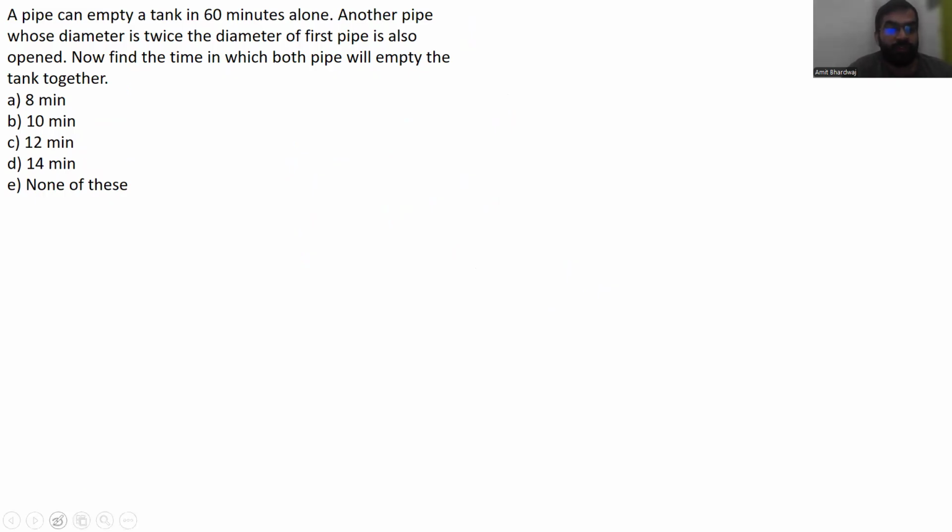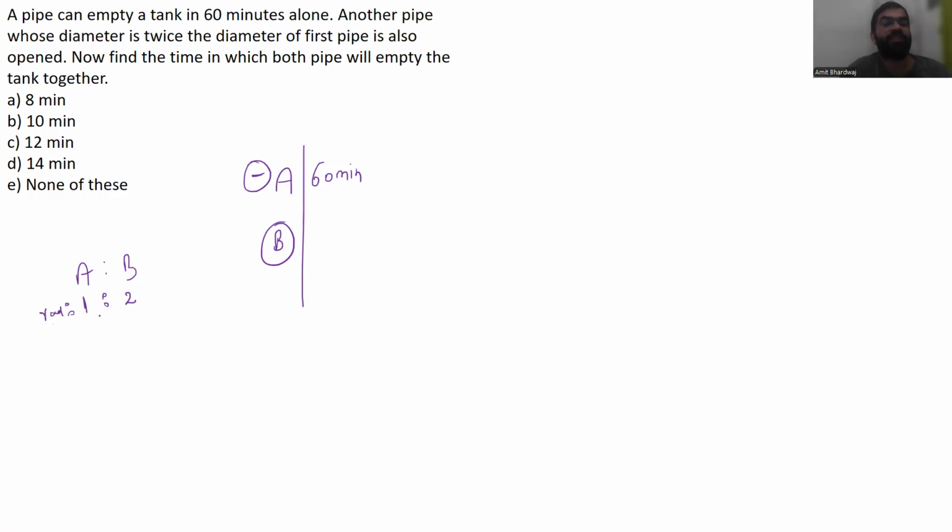The next point is, a pipe can empty a tank in 60 minutes alone. A can empty it in 60 minutes alone, and empty means minus sign. Another pipe, let's say pipe B, whose diameter is twice the diameter of the first pipe, is also opened. Now this is an interesting question. Pipe A's radius is 1, so pipe B's radius is 2. Because diameter is doubled, radius is also doubled. Actually the end of a pipe is circular, right?